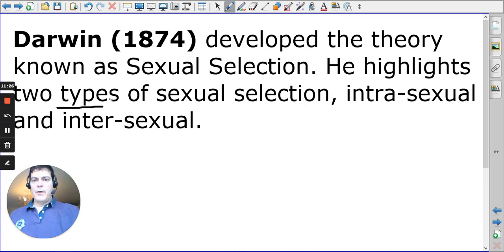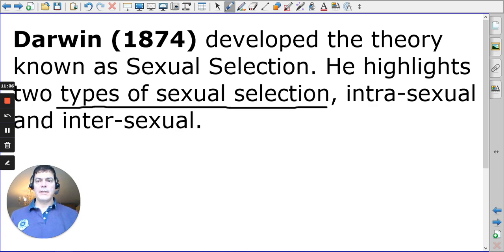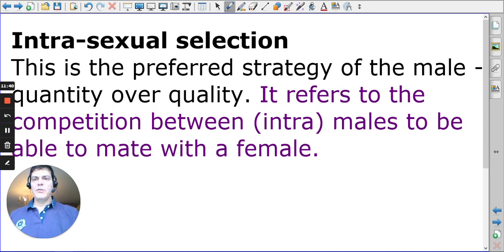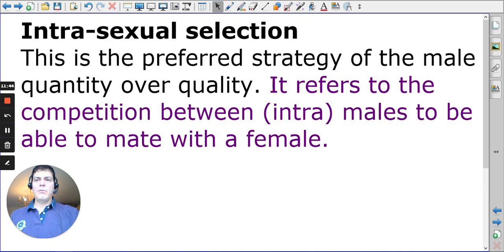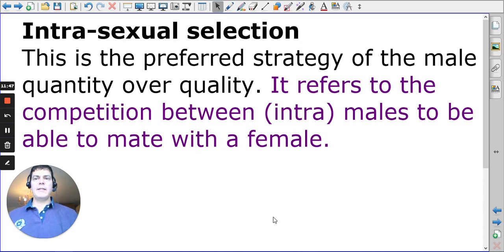So even though both types might not be relevant to human reproductive behavior, it was definitely worth knowing what these two particular types are. The first type being intra-sexual selection and the other one being inter-sexual selection. So intra-sexual selection, this is perhaps the old school situation where we see males fighting.